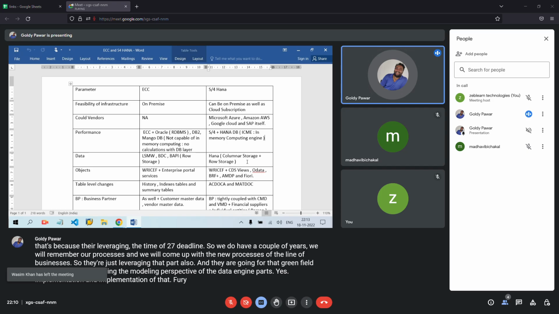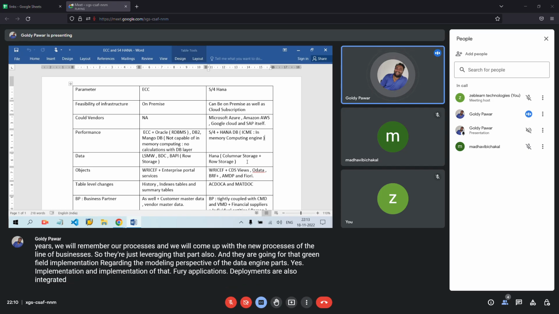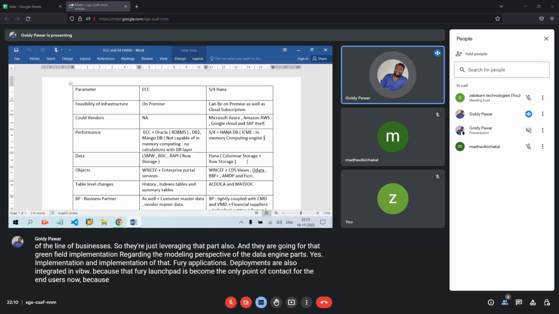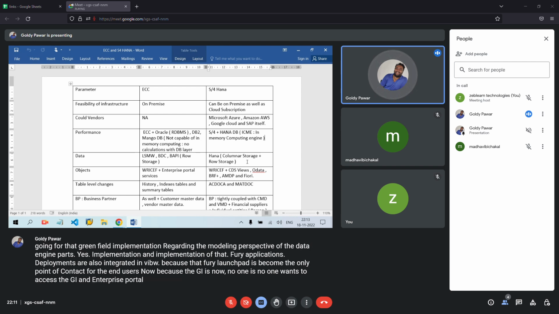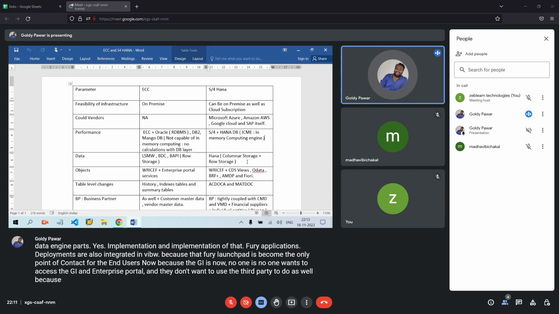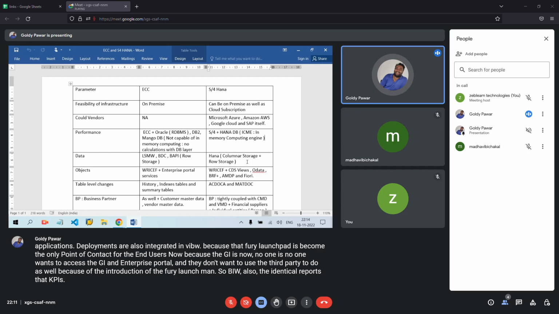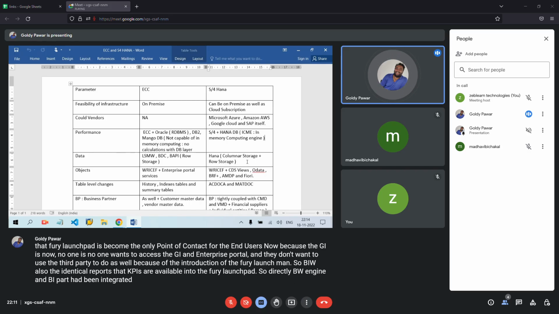Fiori applications deployments are also integrated in BIBW, because that Fiori launchpad has become the only point of contact for the end users now. No one wants to access the GUI in an enterprise portal, and they don't want to use a third party tool as well, because of the introduction of the Fiori launchpad. So in BIBW, the analytical reports and the KPIs are available in the Fiori launchpad. So directly the BW engine and BI part have been integrated with the Fiori launchpad.